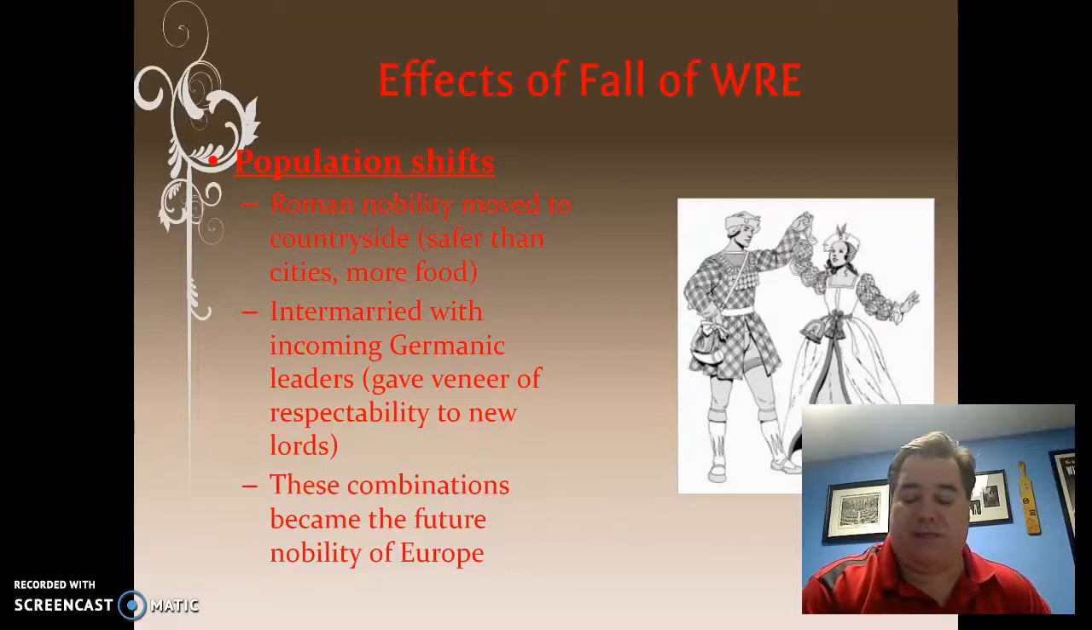And of course, what did the Roman nobility get out of marrying into these Germanic war bands, the war chiefs who had loyal warriors? Well, answer that question on the document as well. These combinations often become the future nobility of Europe. These families become the basis of some of the famous noble families that can trace their lineage all the way back.